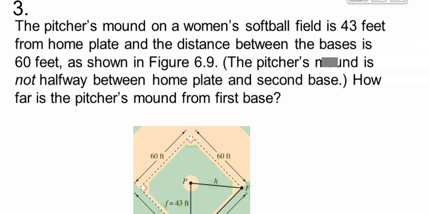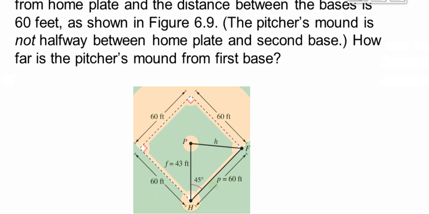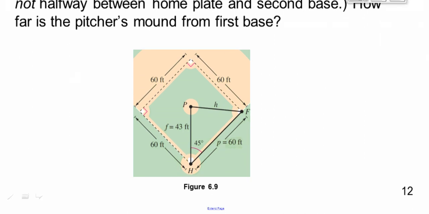The pitcher's mound on a women's softball field is 43 feet from home plate, and the distance between the bases is 60 feet. As shown in figure 6.9, the pitcher's mound is not halfway between home plate and second base, so be aware of that. You don't want to use SOHCAHTOA right triangle trig. How far is the pitcher's mound from first base? Kind of doing this mathematically. So I'll leave that picture with you, and you can try that if you want, and then we'll validate or go over it tomorrow.